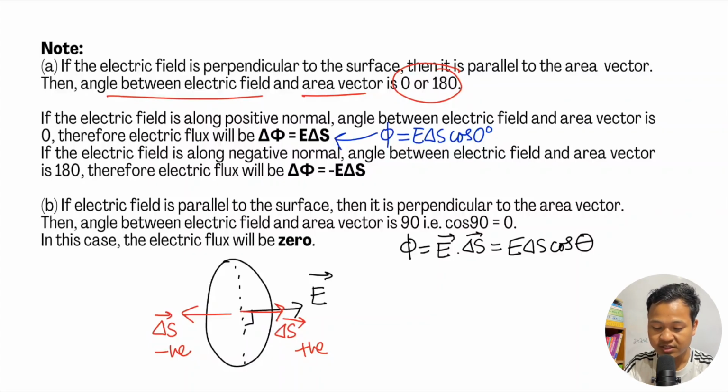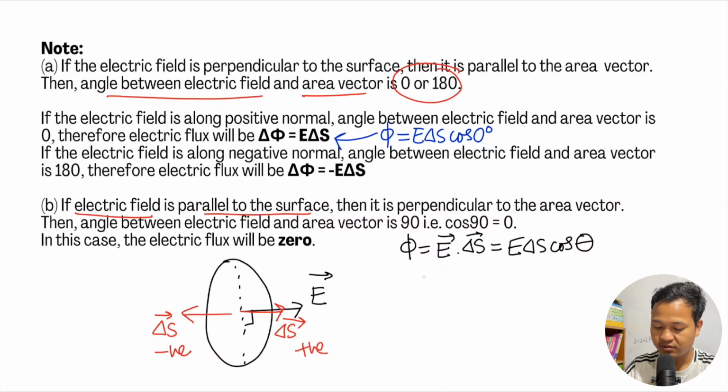Now if the electric field is along the negative normal, the electric field is on one side and delta S is on the other side. The angle between them is 180. Cos 180 is minus 1, so therefore you will have minus E delta S.